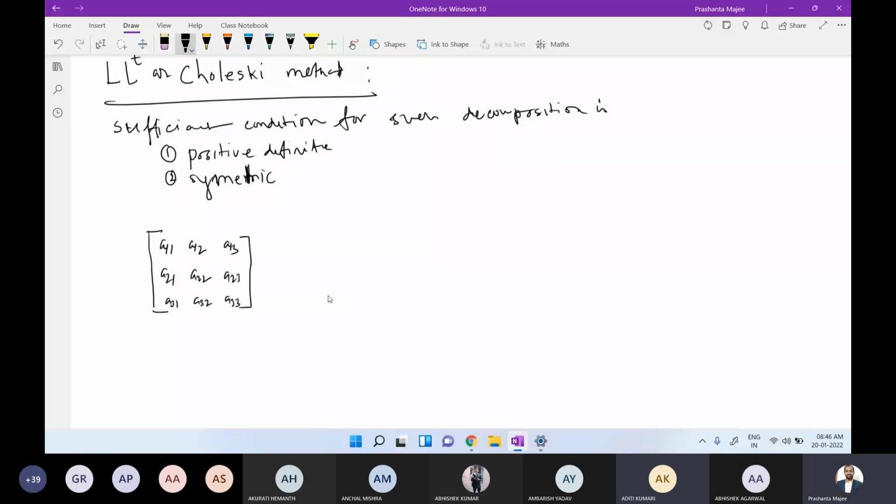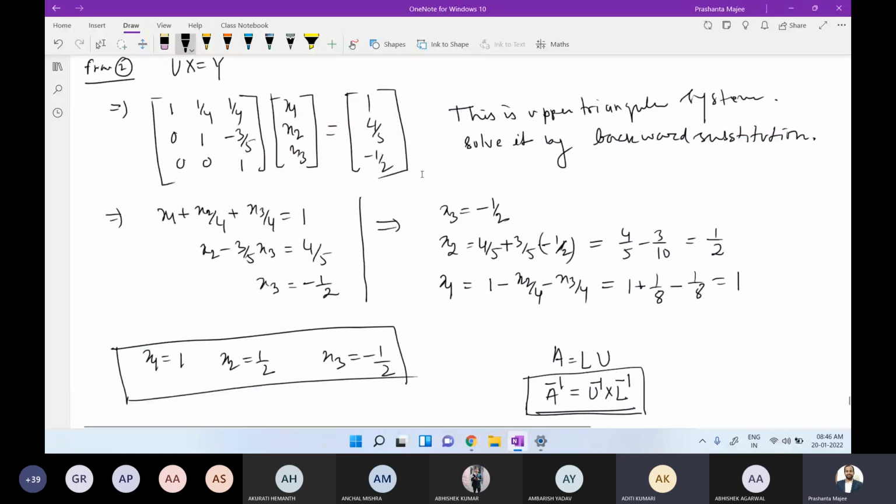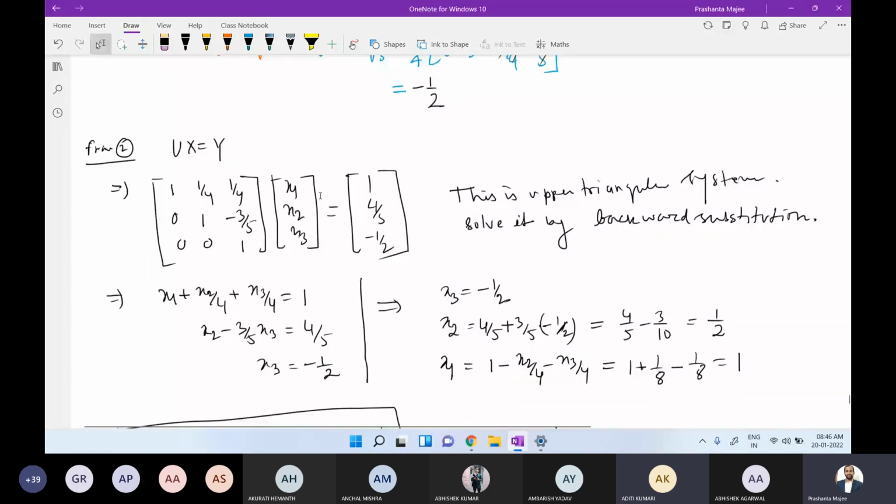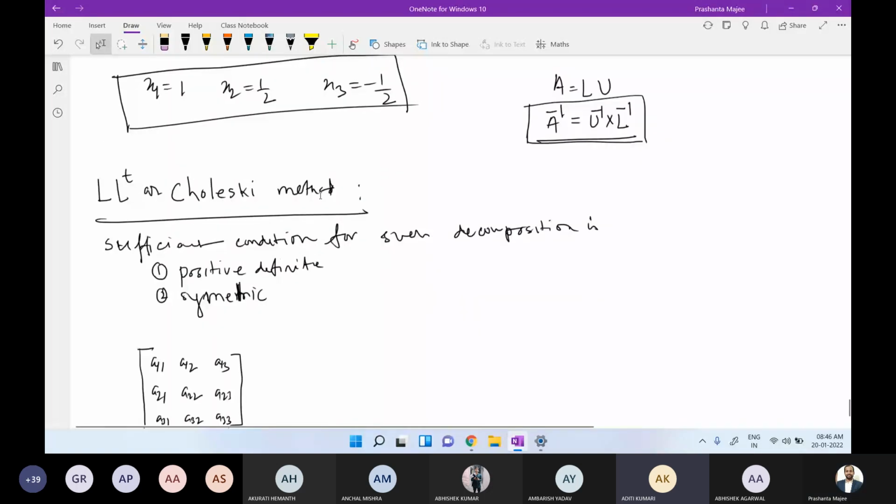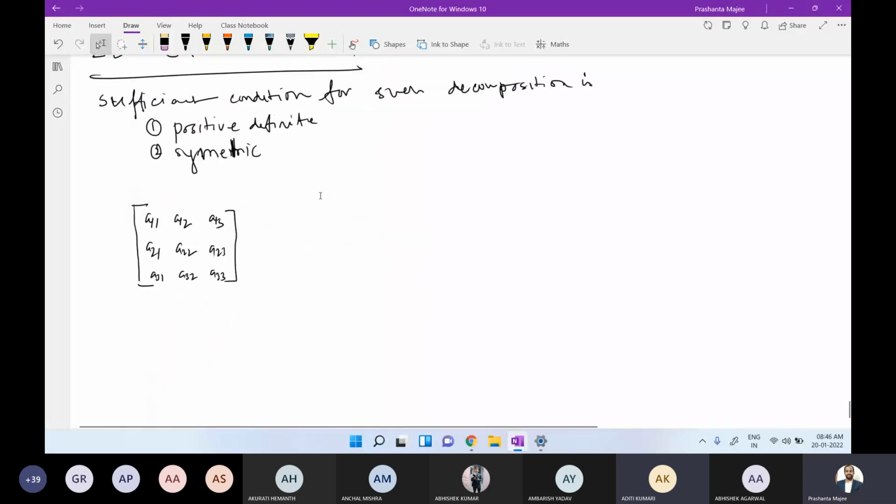Remember, we only have to know how to decompose. The other technique, how to solve a system of linear equations, is the same. From the given system, you will have to obtain two subsystems. One will be upper triangular, another will be lower triangular. Solve them using forward and backward substitution. So we only have to know how to decompose the coefficient matrix as L into L transpose.